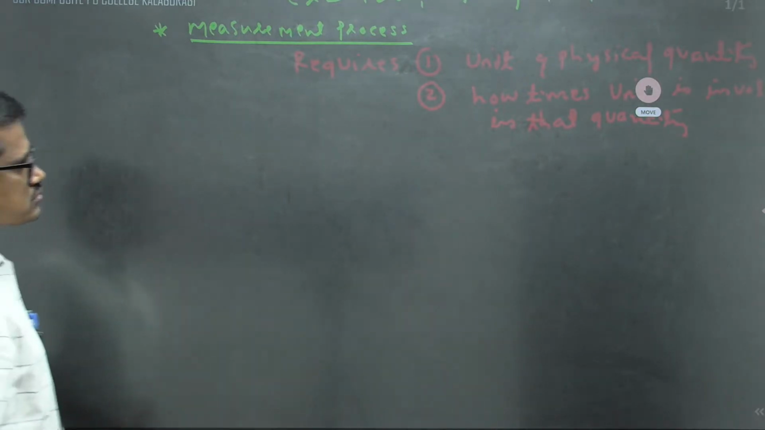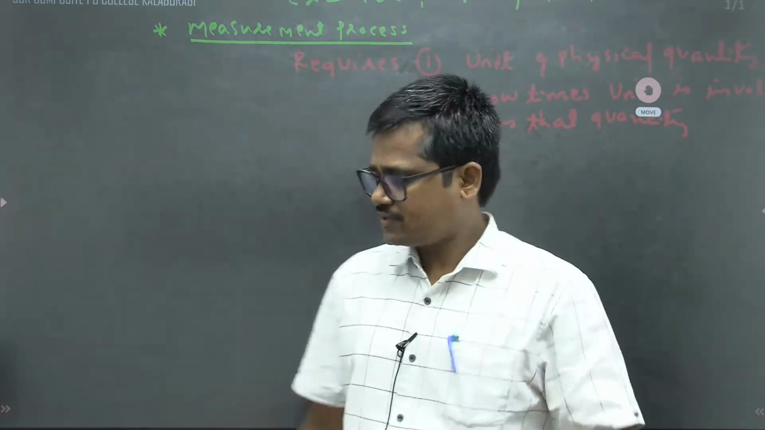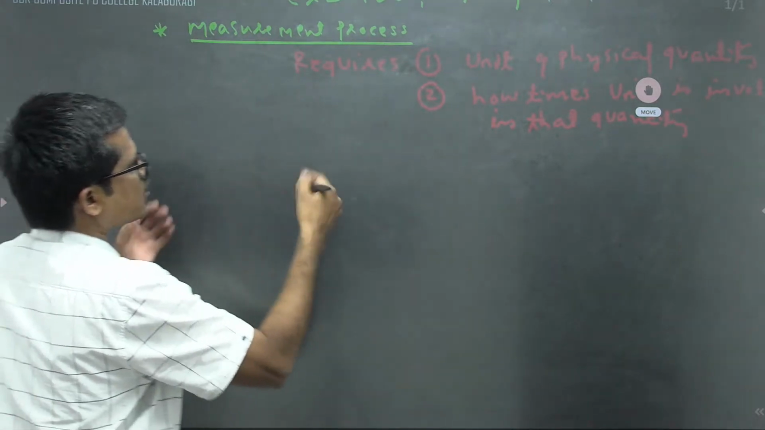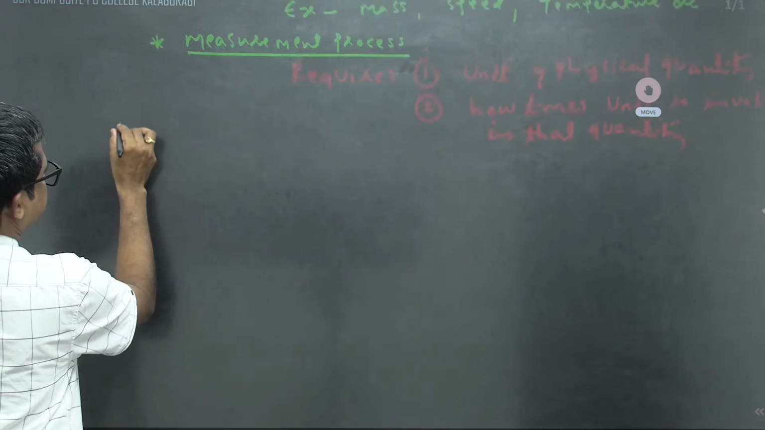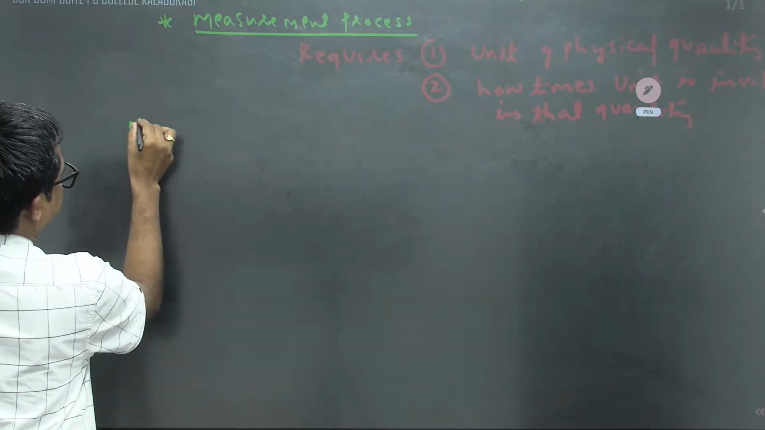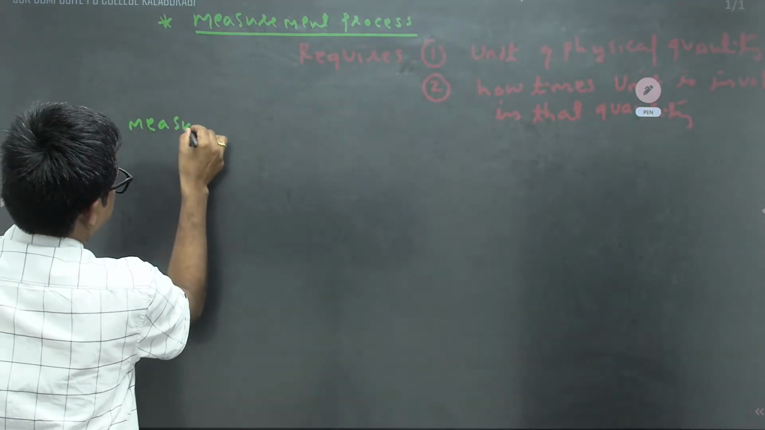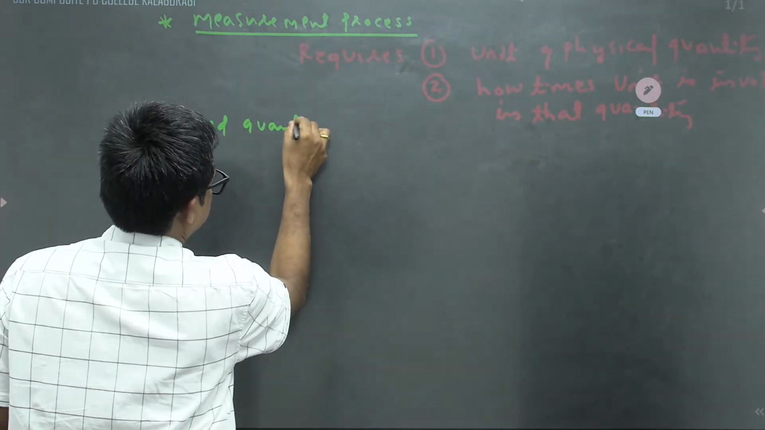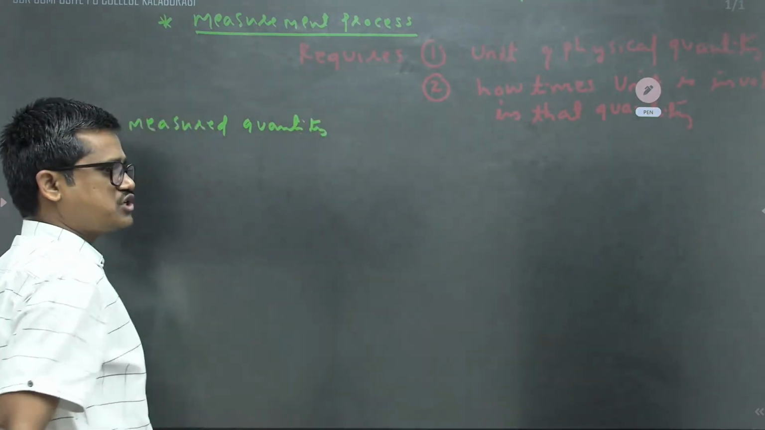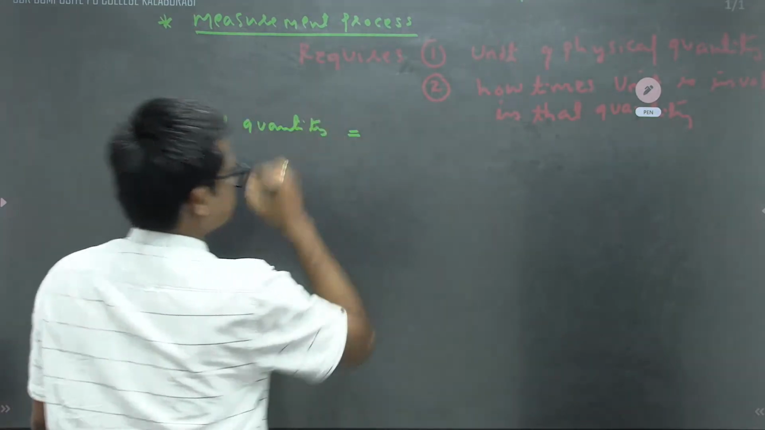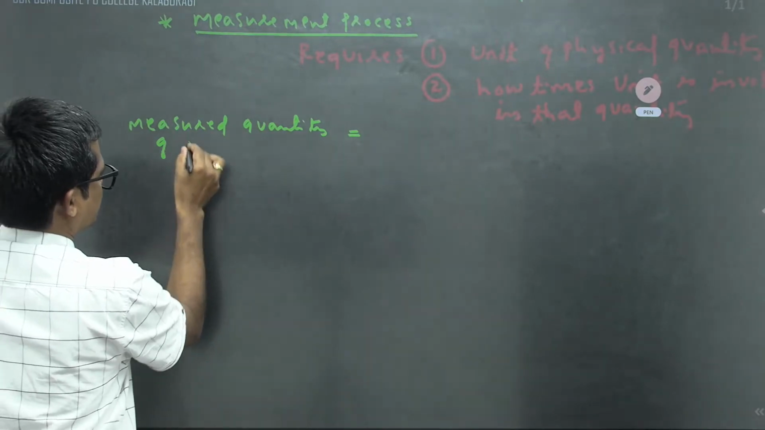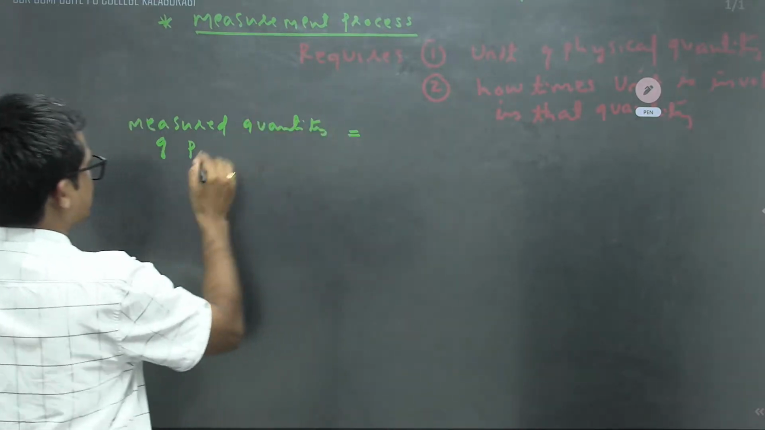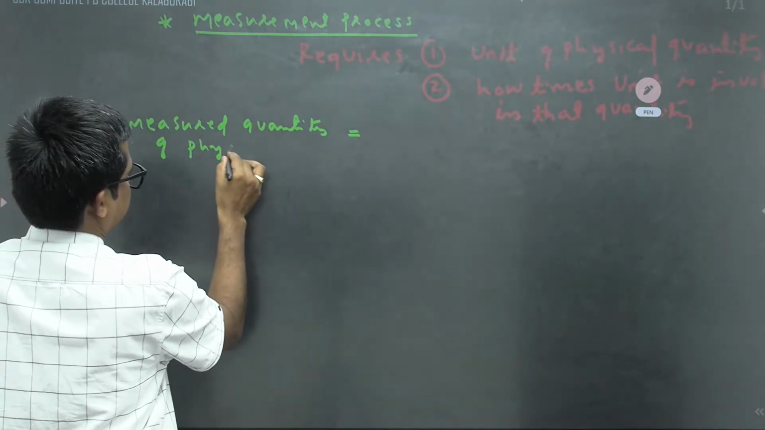See here. Suppose a measured quantity. How do you express a measured quantity? How do you express the measured quantity of any physical quantity?